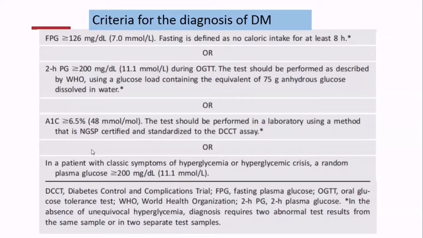Apart from these two criteria, there is also the HbA1c criterion. If it is more than 6.5%, then it can be considered in favor of a diabetes diagnosis. This A1C test should be performed in a laboratory using a method that is NGSP certified and standardized to the DCCT assay. What is DCCT? It is the Diabetes Control and Complications Trial.